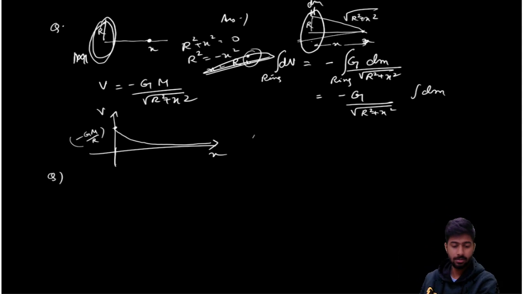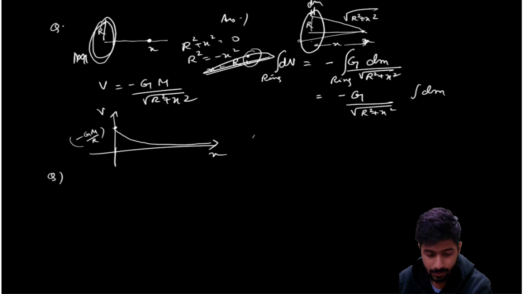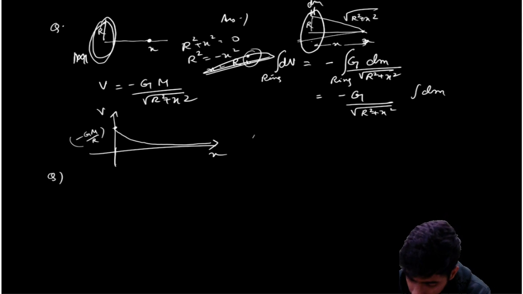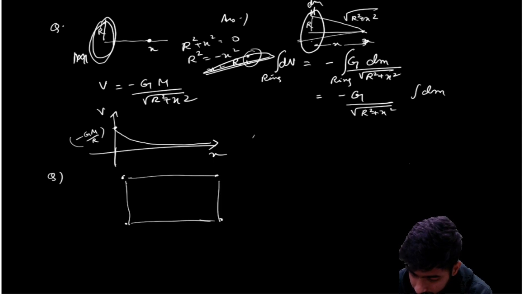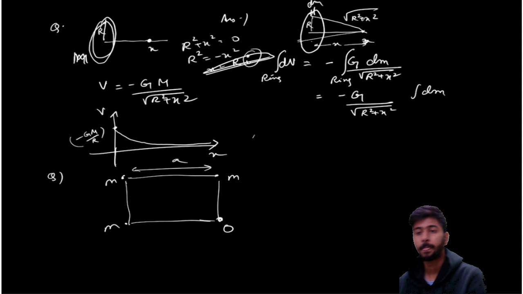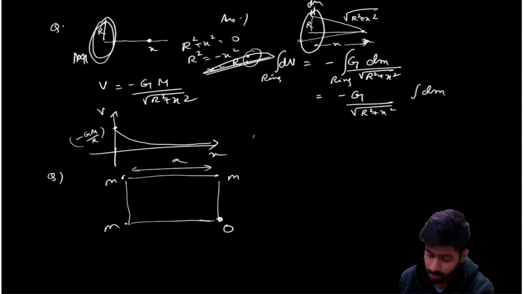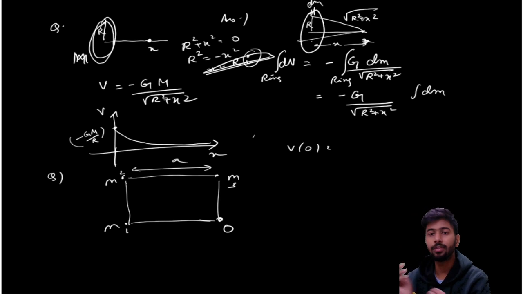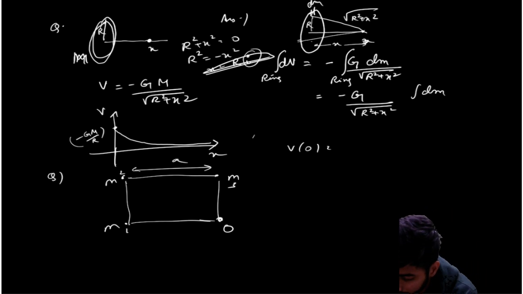So the second question is even more simple. I have a square of side A. There are three masses here, and I need to find the potential at this point O. This is the first point, second point, third point. So this is the first body, second body, third body. Potential at O is nothing but you simply have to find the individual potentials and add them up. So potential due to first body plus potential due to second body plus potential due to third body.